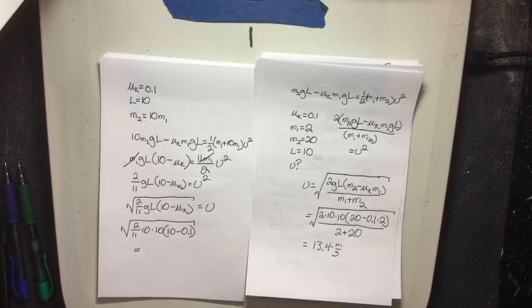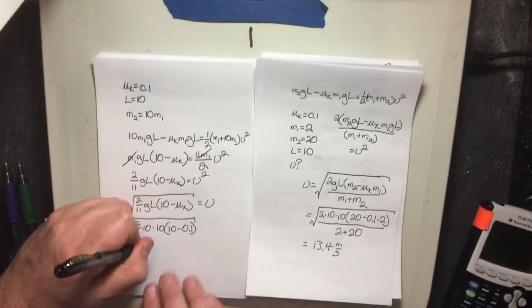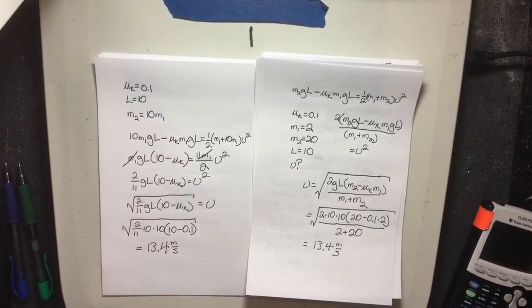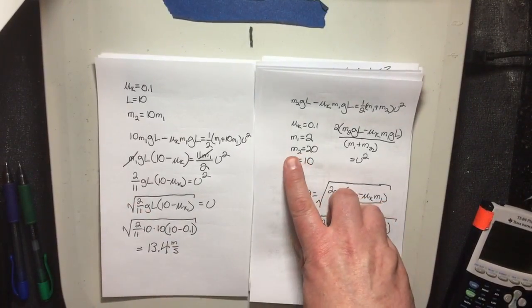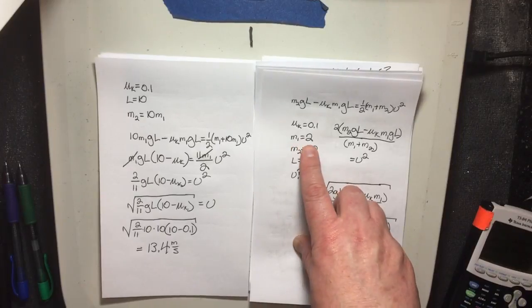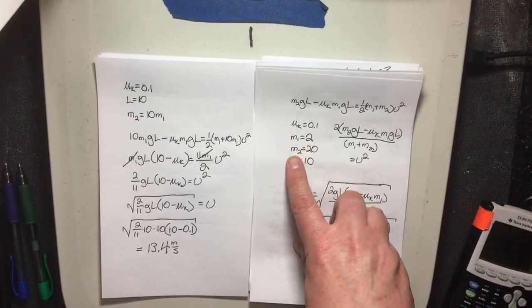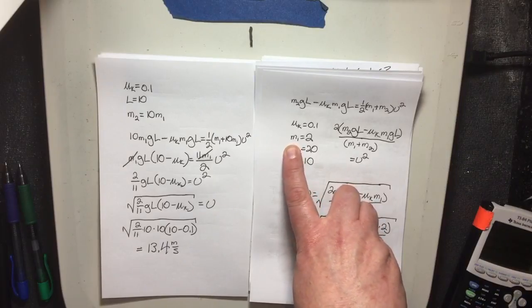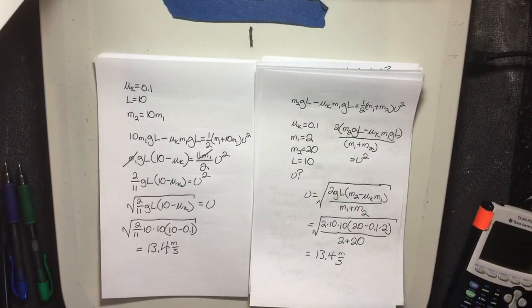and this becomes, and I just want to confirm it because I know what the answer is already, 13.4 meters per second. Because all I did was, if M2 is 20 and M1 is 2, then M2 is 10 times M1. I just looked at the ratio and just plotted it out.